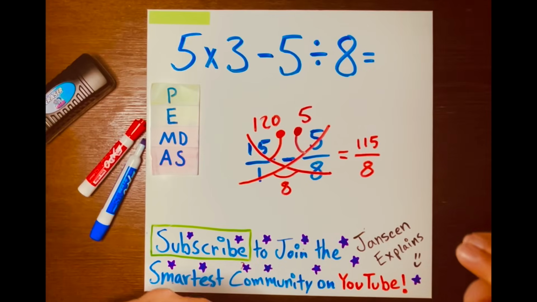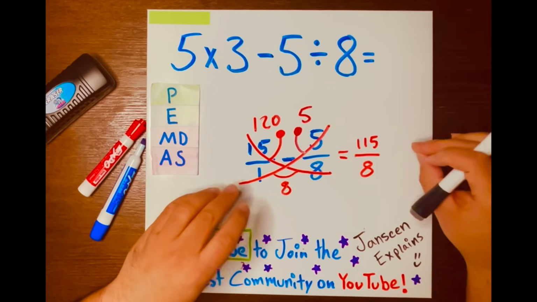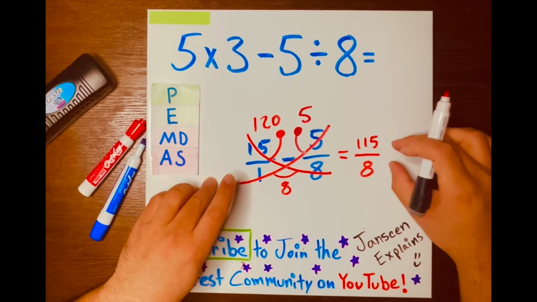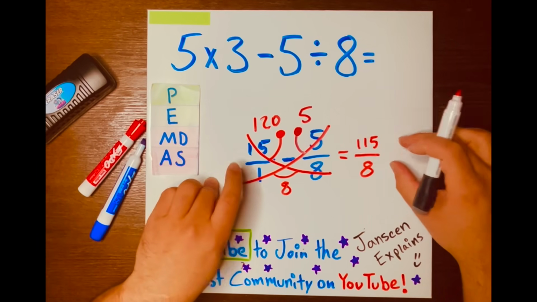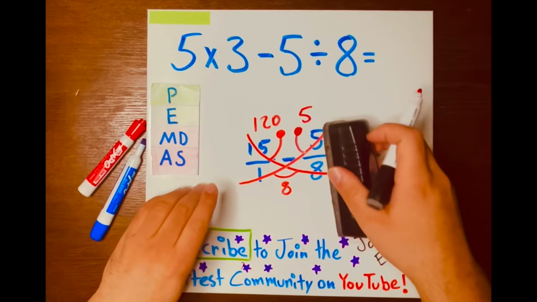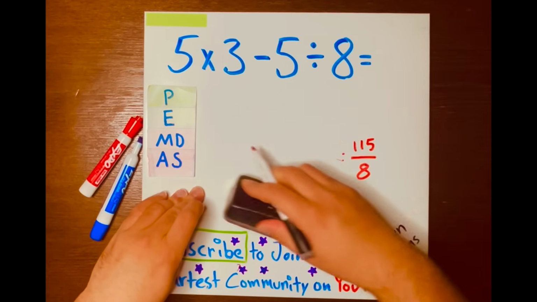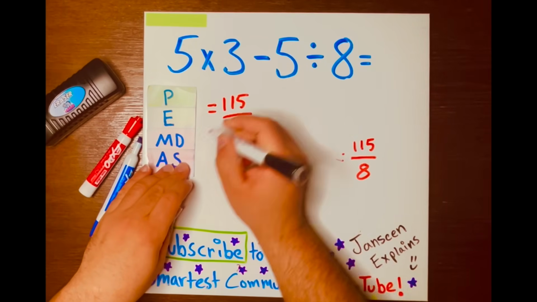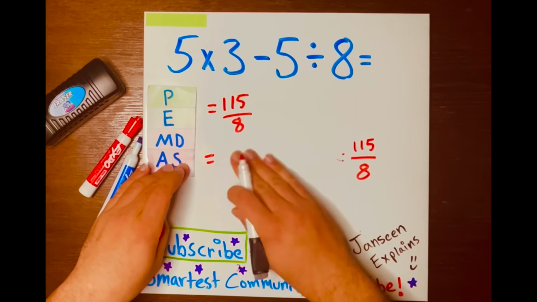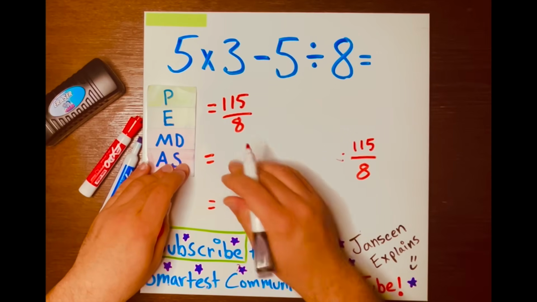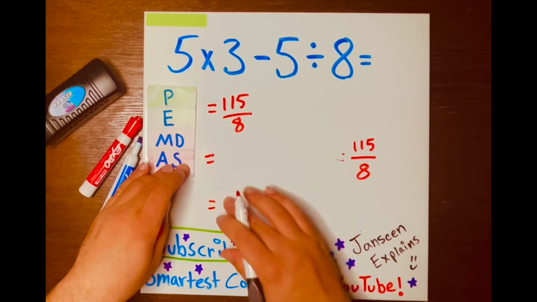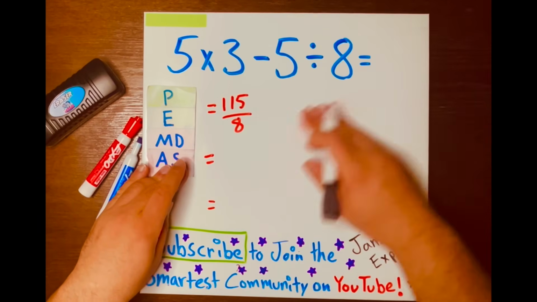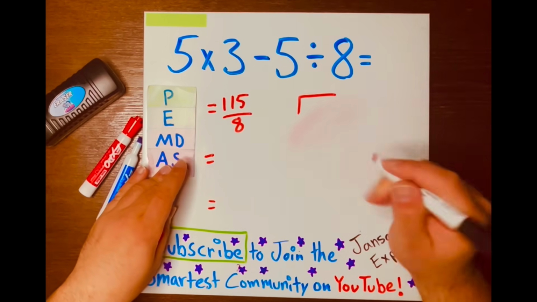Don't leave yet. We are going to find the mixed number answer and the decimal answer. So we got 115 over 8. This is the answer. We cannot break this further down to its simplest form. Let me erase all this here, and let me write this to the side. 115 over 8. We're going to write our mixed number answer here, and our decimal answer here. We're going to use long division for that.